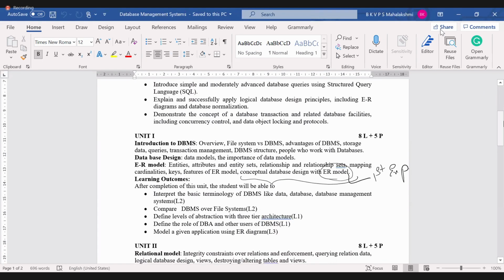So in this syllabus, in the last class, I covered data models. So the first chapter and the second chapter are over, and even in the third chapter, I covered up to the case.